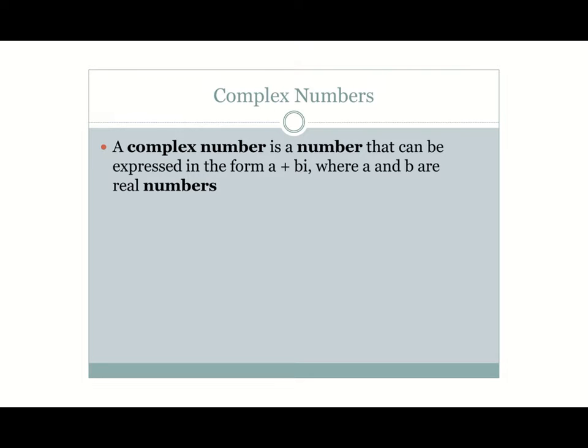So when we say we're going to do operations with complex numbers, a complex number is a number that can be expressed in the form a plus bi, where a and b are real numbers, and i is obviously our imaginary unit.